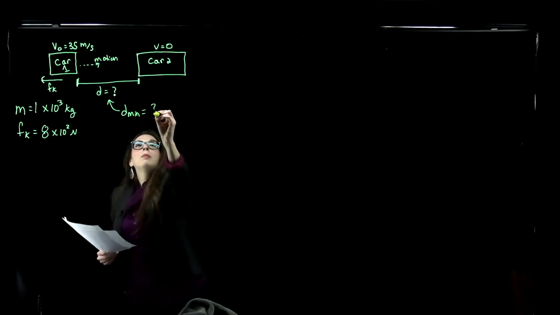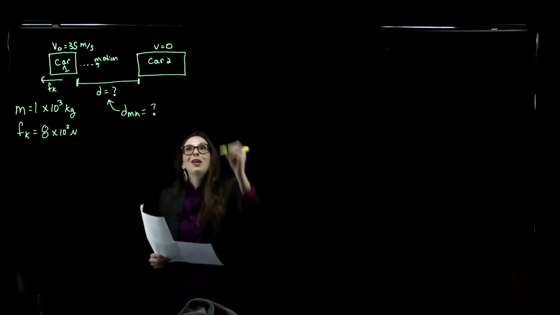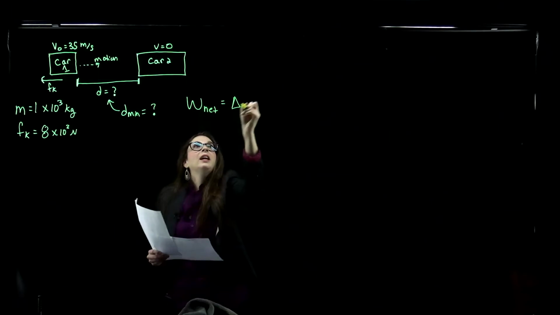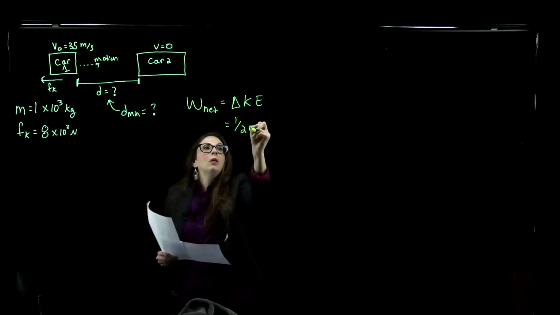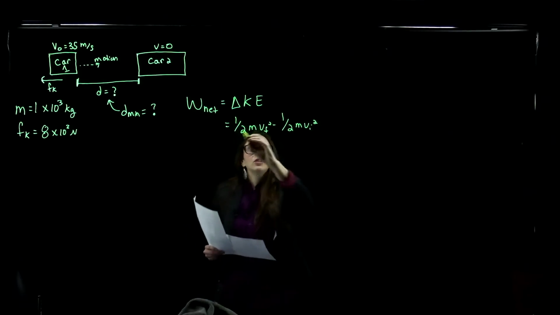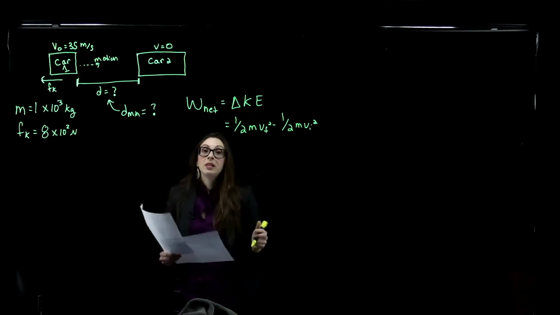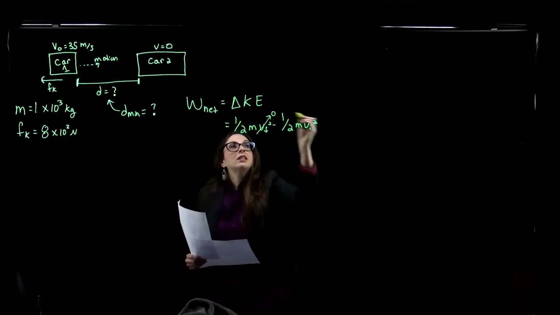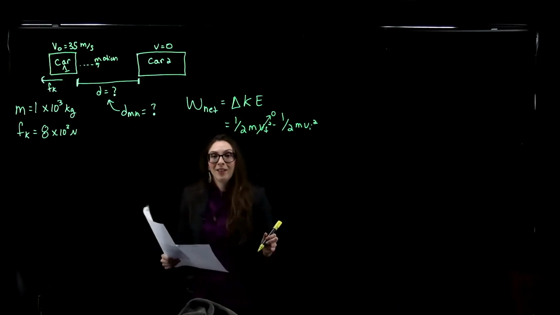So we'll apply the work-kinetic energy theorem in order to find this distance. Remember our work-kinetic energy theorem: the net work done on the system is equal to our change in kinetic energy. So that's equal to 1/2 m v final squared minus 1/2 m v initial squared. That's our change in kinetic energy. Our final velocity is going to be 0 because we want to come to rest. Our initial velocity is going to be our 35 meters per second.